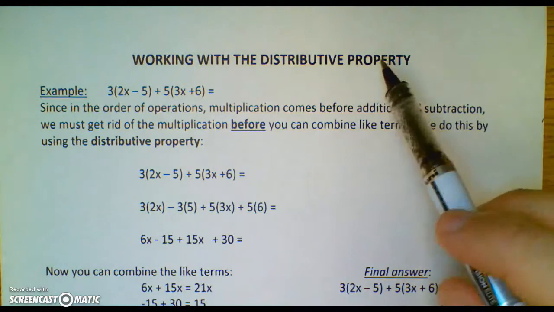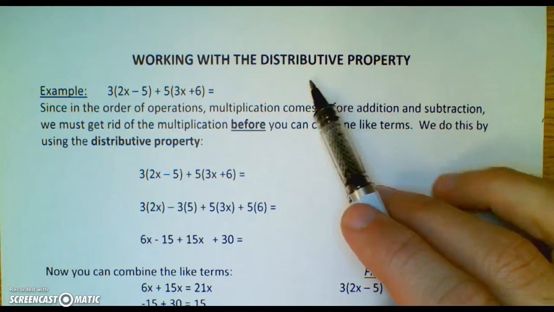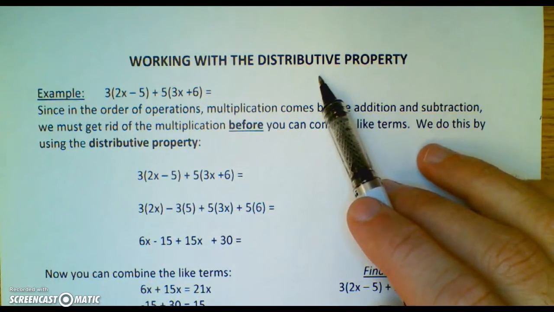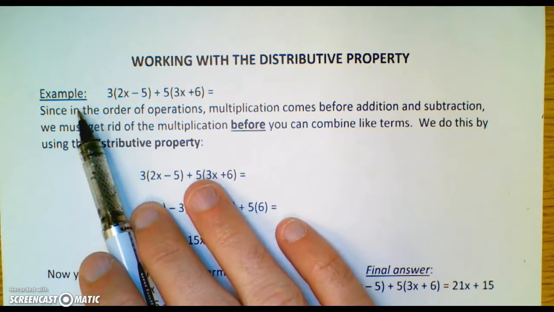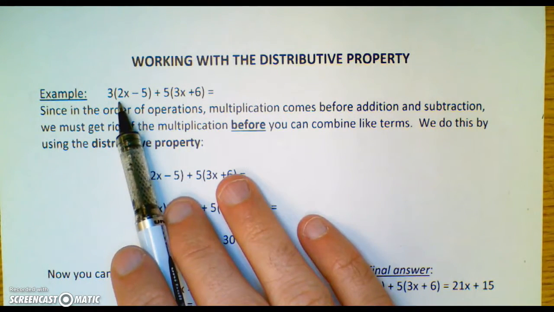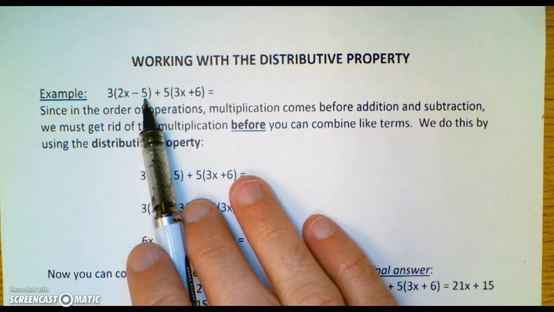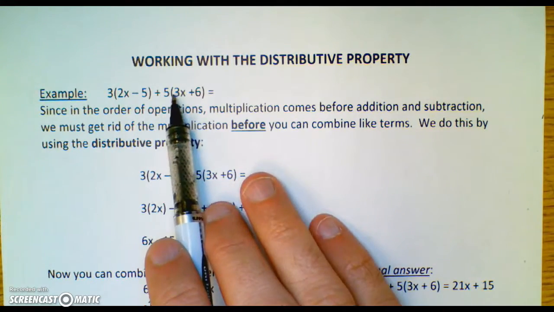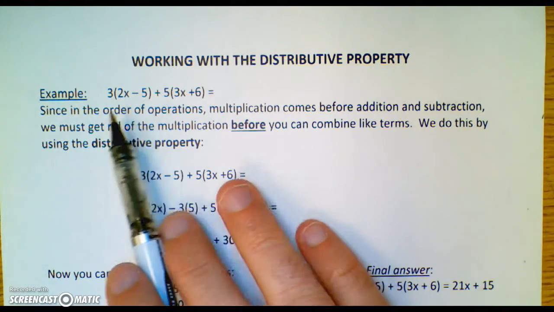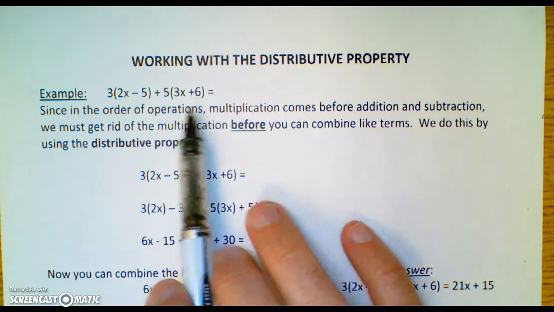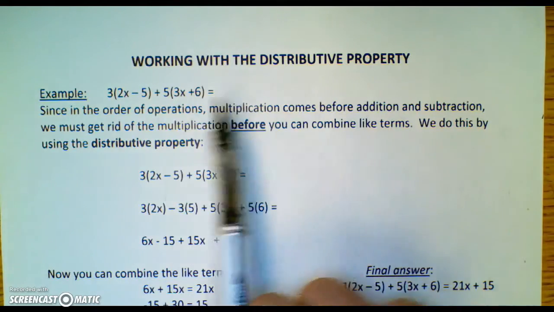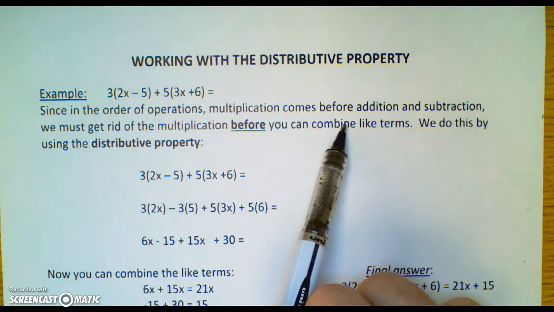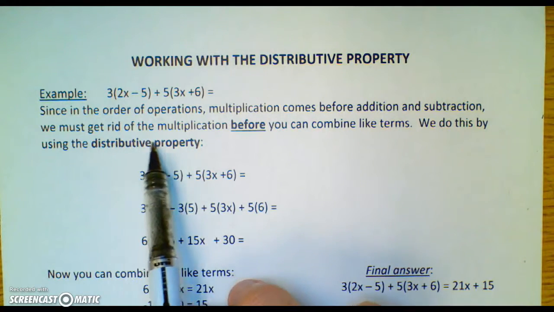We're going to continue working with simplifying expressions, and today we're going to focus on using the distributive property to simplify expressions. So we're going to look at this example where we have 3 times the quantity 2x minus 5, quantity means it's inside of the parentheses, plus 5 times the quantity 3x plus 6. Since in the order of operations multiplication comes before addition and subtraction, we must get rid of the multiplication before you can combine like terms. We can do this using the distributive property.